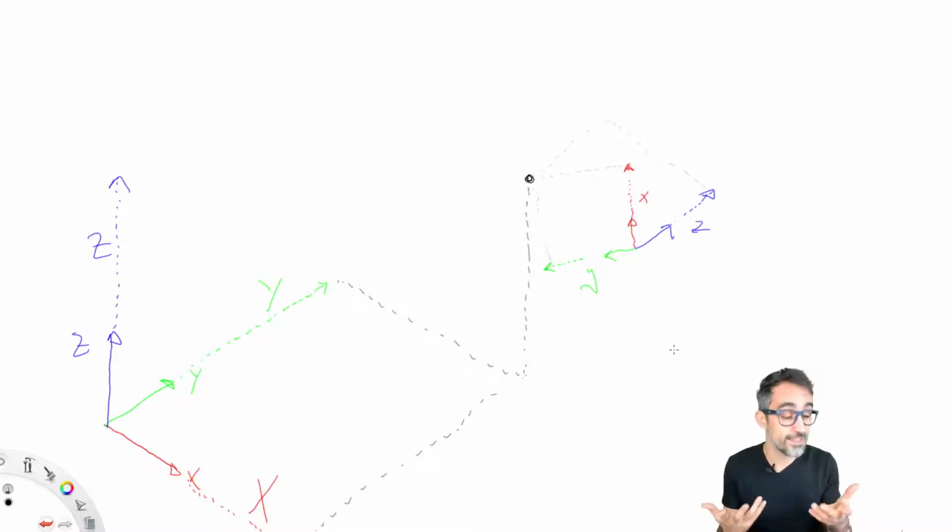Well, we can take advantage of a very nice property of the dot product, which is that the dot product turns out to be the projection of one vector on top of another vector. Let me show you what that looks like.